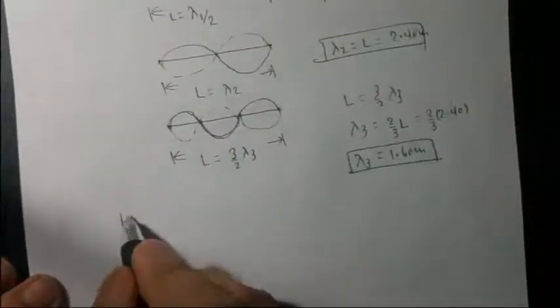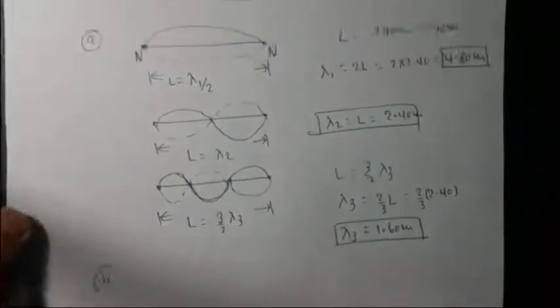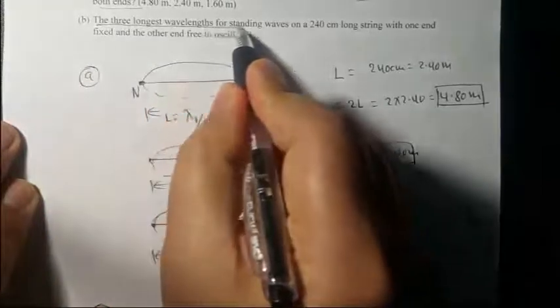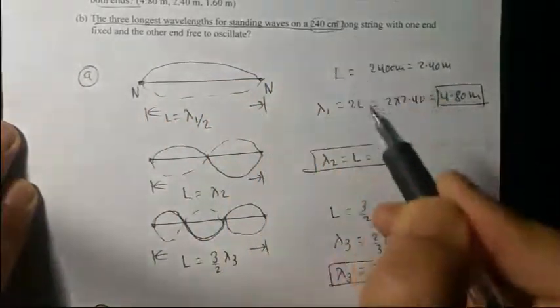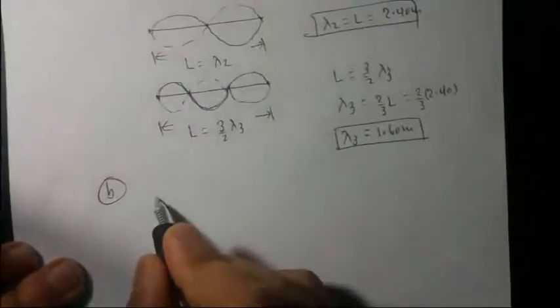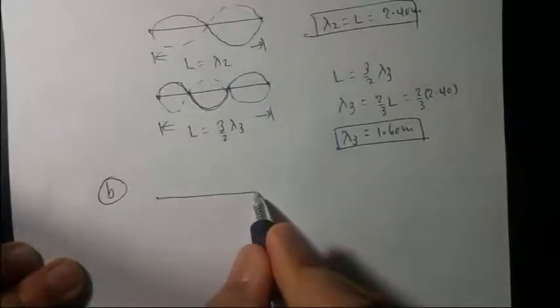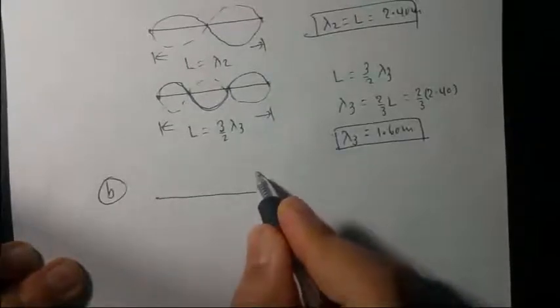Now second part. Now second part gets interesting. It says, find the same thing, the three longest wavelengths for a standing wave on the same string, same length, 240 centimeters, with one end fixed and the other end free to oscillate. So one end is still fixed, but the other end is free to vibrate. So how do you do that?